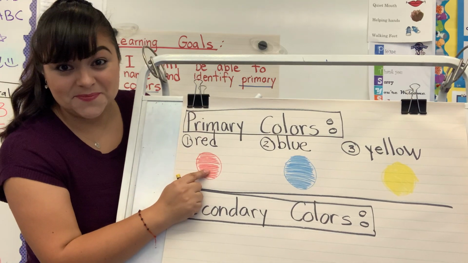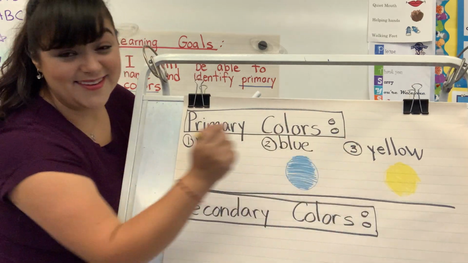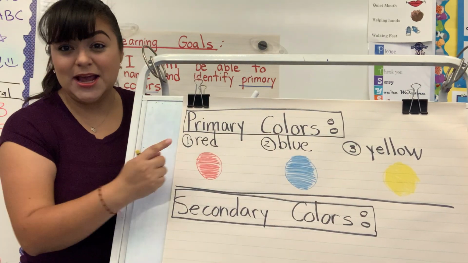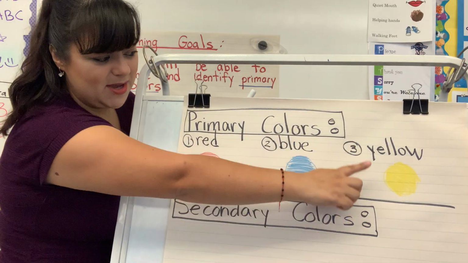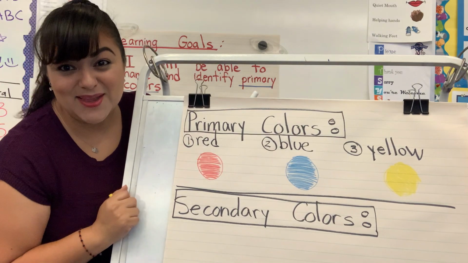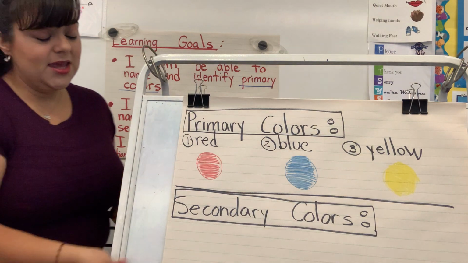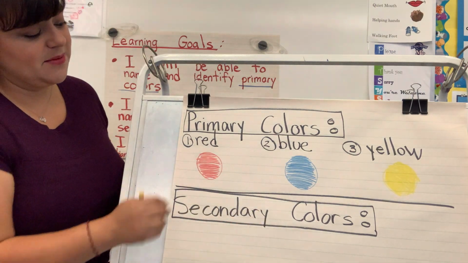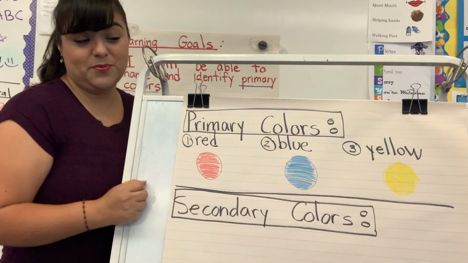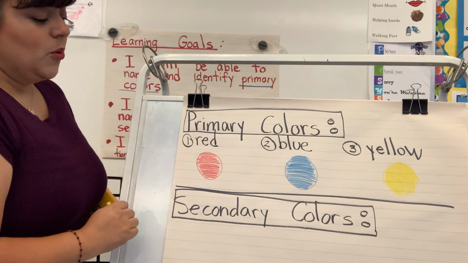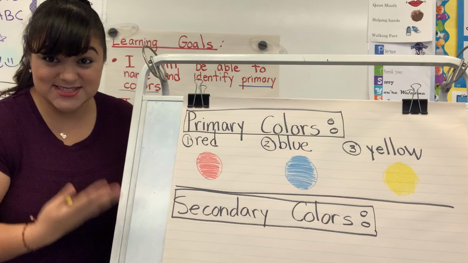What is that? And the last one? Great. So now we know the three primary colors. Red, blue, and yellow. Now, to make secondary colors, that means the colors that come after I mix some of the primary colors, we need to mix them and figure out what colors they make.